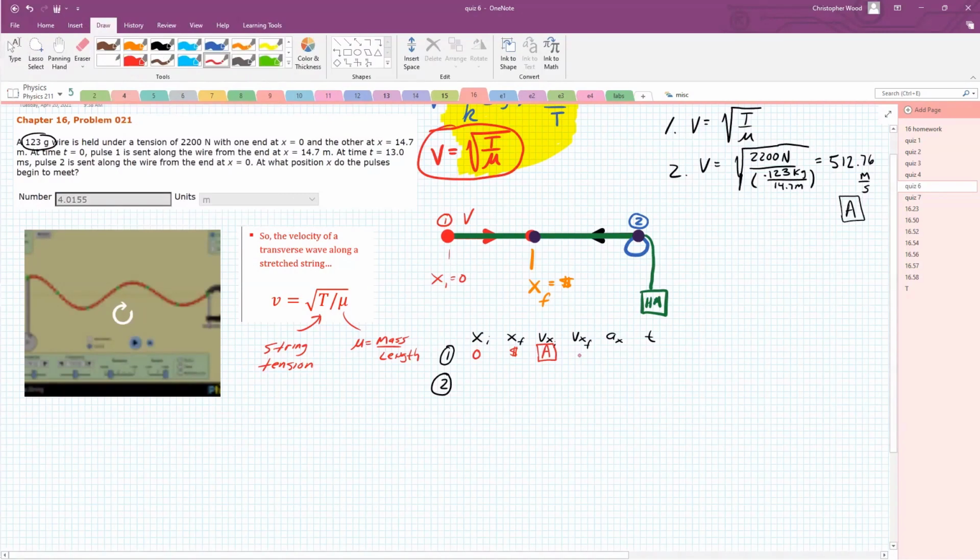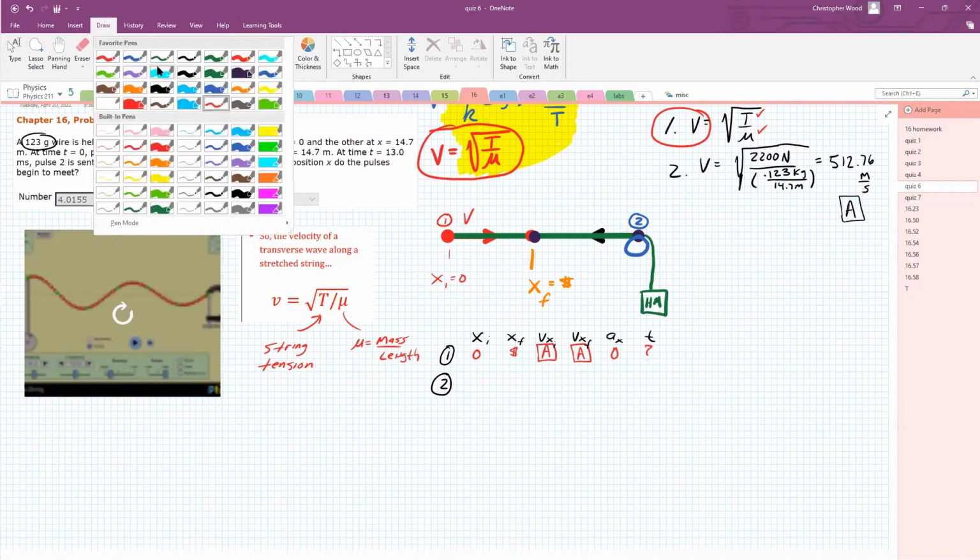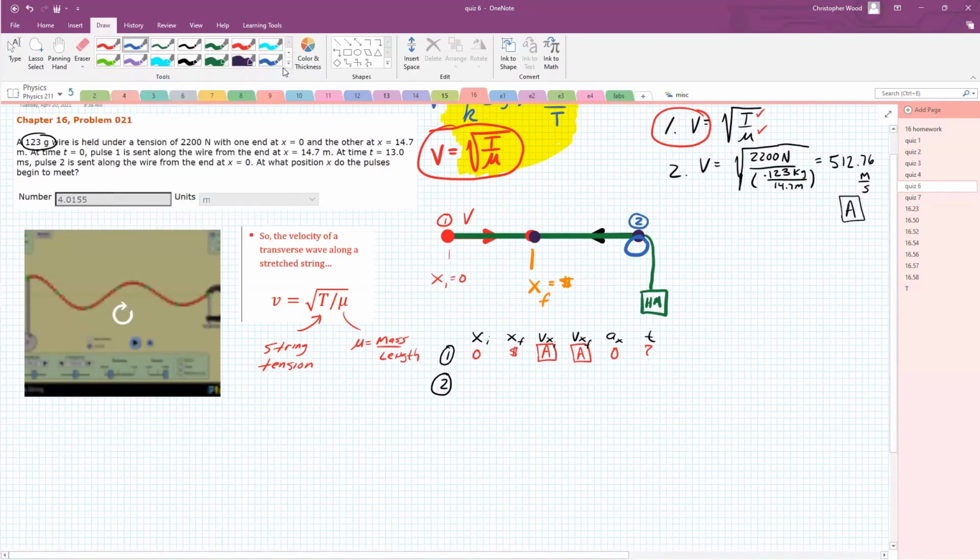My final velocity is unchanged. You know why? Because there's no x acceleration. Look at the expression for the velocity. Velocity depends on string tension, which is constant, and the linear mass density of the string, which is constant. So velocity is constant, which means acceleration is 0. Time is question mark.